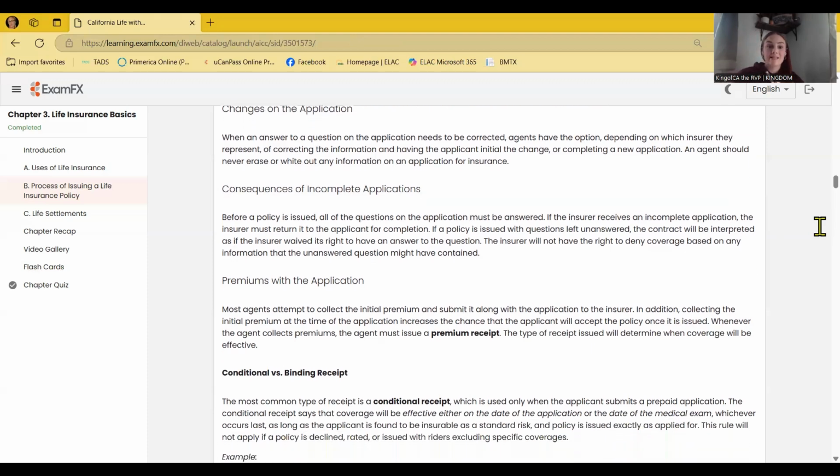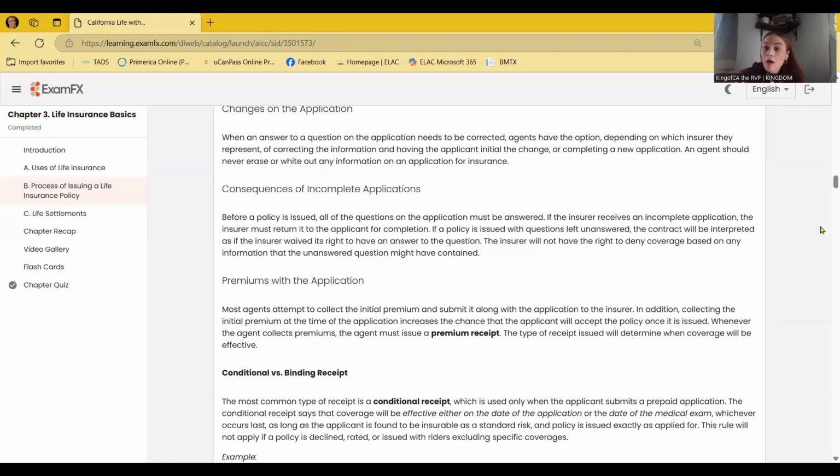I talked about this last time, but any changes on the application have to be done in a certain way, okay? When an answer to a question on the application needs to be corrected, agents have the option, depending on which insurer they represent, right? The company usually dictates which one they would like done, of correcting the information and having the applicant initial the change, or completing a whole new application, okay? This you probably will see a small question about on your tests.